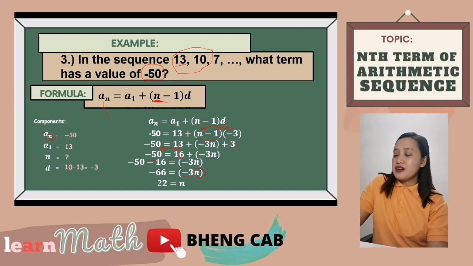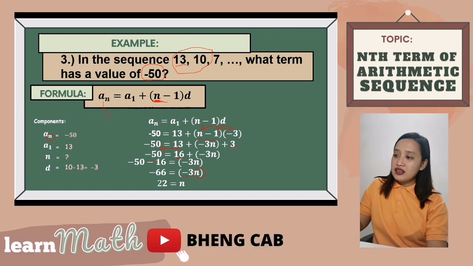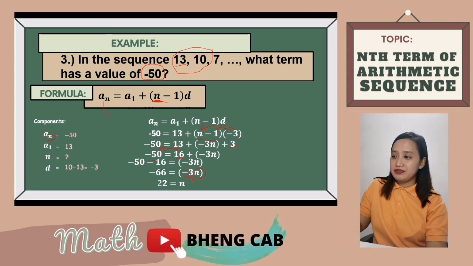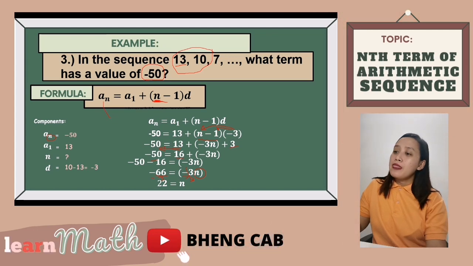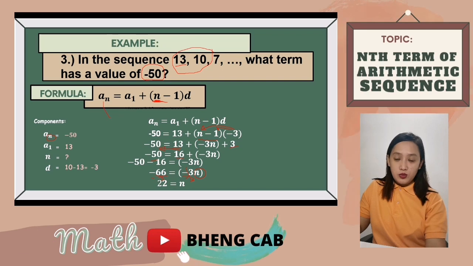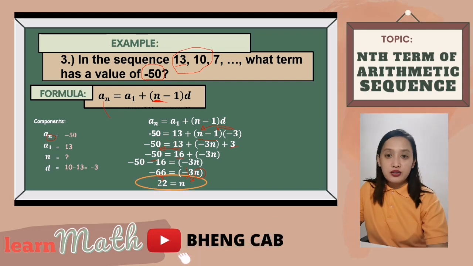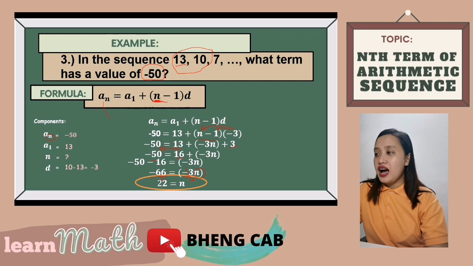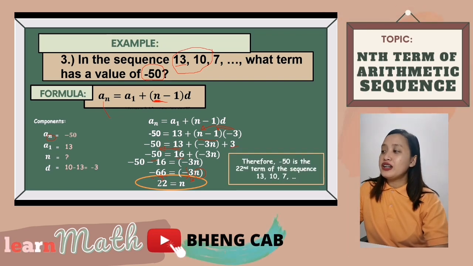Okay, so we'll have here, negative 3n divided by negative 3, makakancel yan. Magkakaroon tayo n. So, same goes with negative 66, i-divide natin sa negative 3, negative, magiging positive. Makakancel yung sign na both negative. So, 66 divided by 3 gives us 22. Therefore, n is equal to 22. Anong ibig sabihin na to? Therefore, negative 50 is the 22nd term of the sequence.